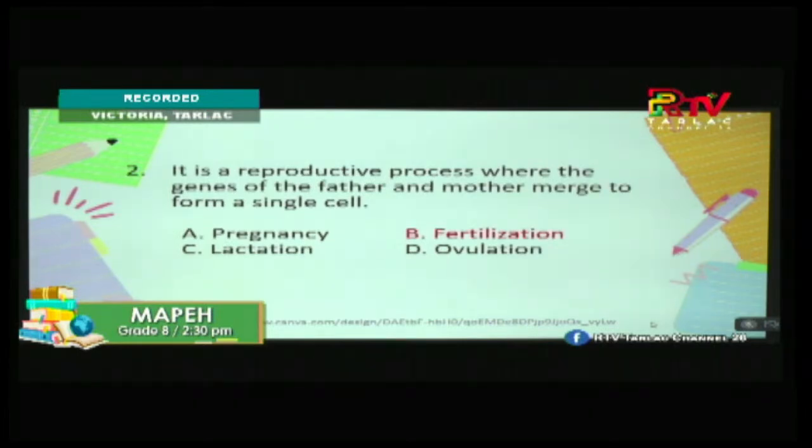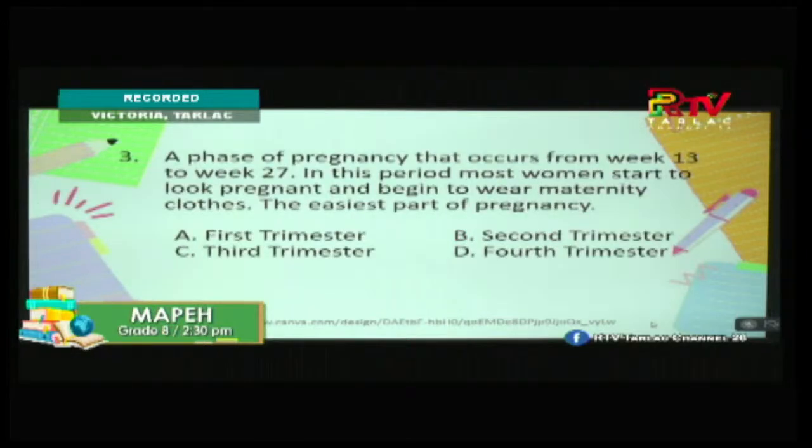Question number 3. A phase of pregnancy that occurs from week 13 to week 27. In this period, most women start to look pregnant and begin to wear maternity clothes. It is also the easiest part of pregnancy. A. First trimester. B. Second trimester. C. Third trimester. Or D. Fourth trimester.